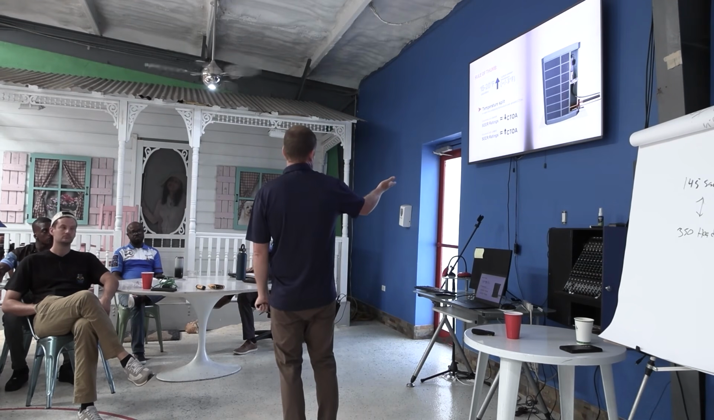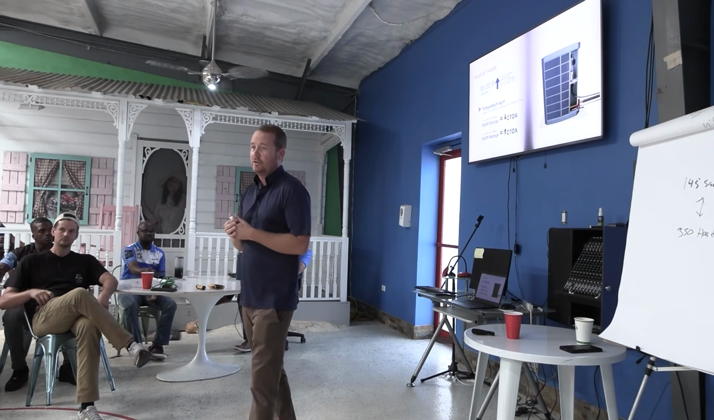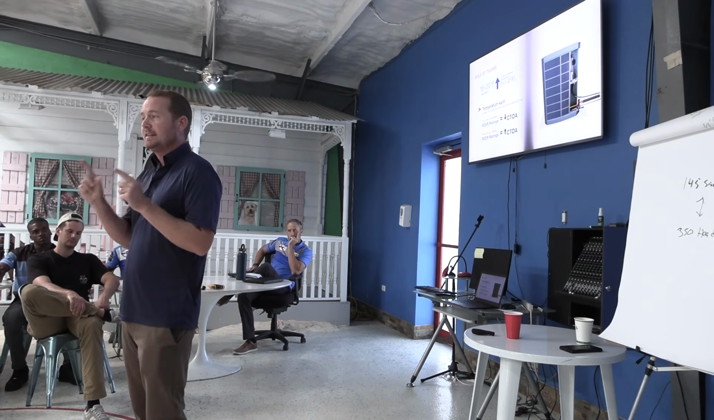So what is that number? Here we say 15 to 20 degrees saturation above outdoor temperature. What that means is our condensing temperature for older, more traditional systems is going to be 15 to 20 degrees above the outdoor temperature. So let's do the math here. Let's say it's 85 degrees outside. That's pretty typical here in the summer. What is our condensing temperature going to be?